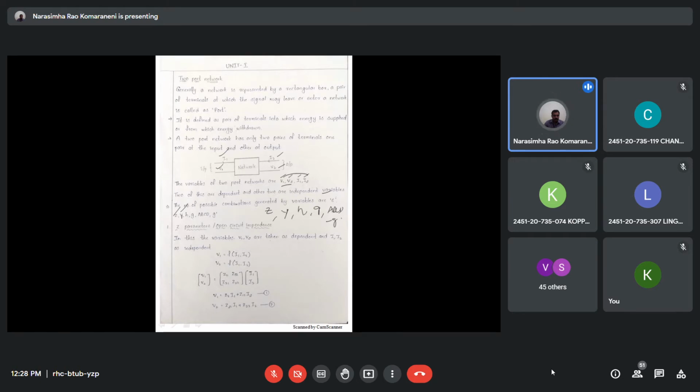A network consisting of only linear elements has a linear relationship, which can be obtained by writing two variables in terms of the other two variables. There are six possible ways of selecting two independent variables out of four variables. Therefore, there are six different pairs of equations, such as impedance, admittance, hybrid, inverse hybrid, that is G parameters, ABCD parameters, and inverse ABCD parameters.